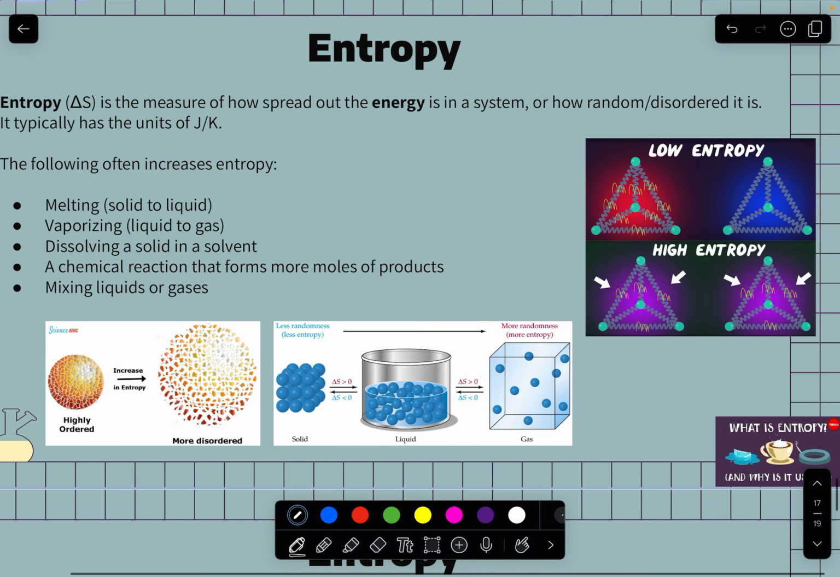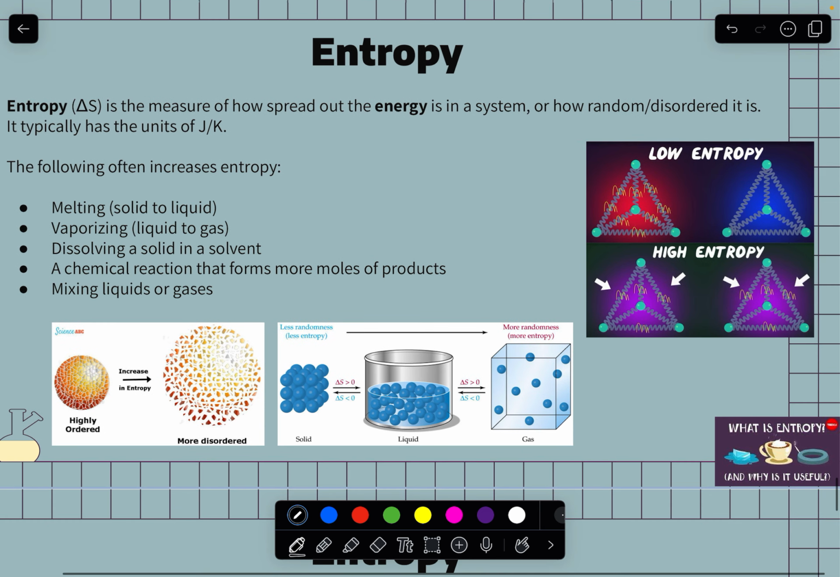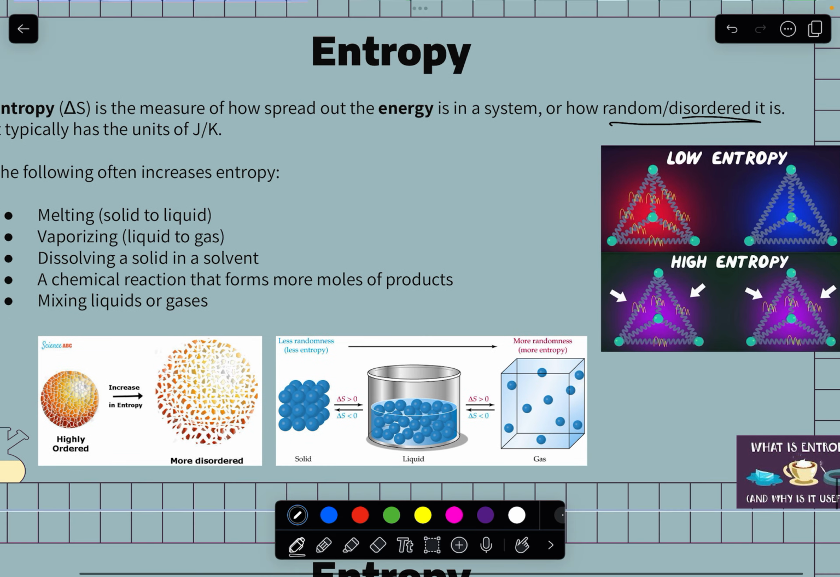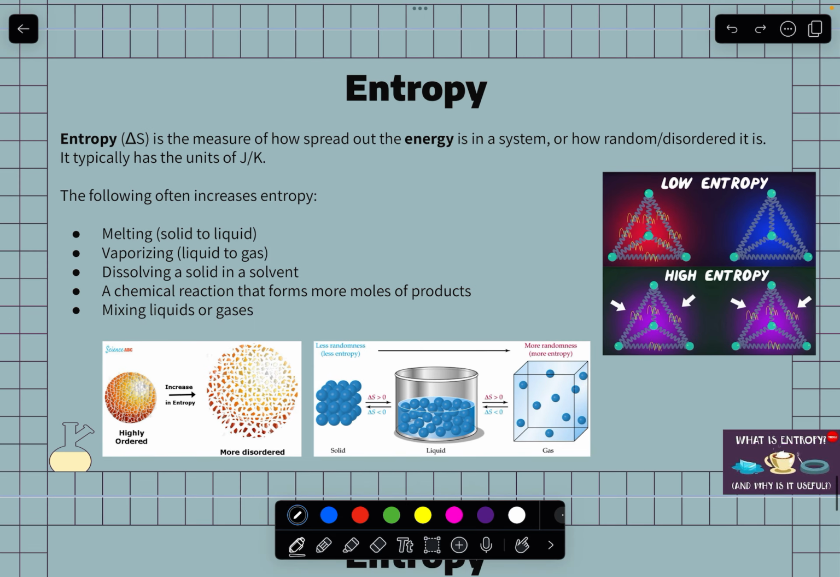All right, going to entropy. Entropy is a measure of how spread out the energy is. We're looking at how spread the energy is. We can also say how random or disordered it is. Okay, the units for this are typically joules per Kelvin.